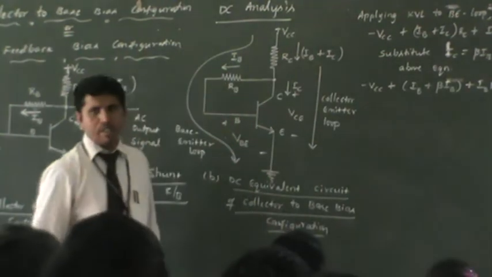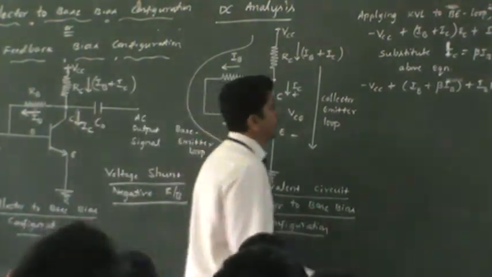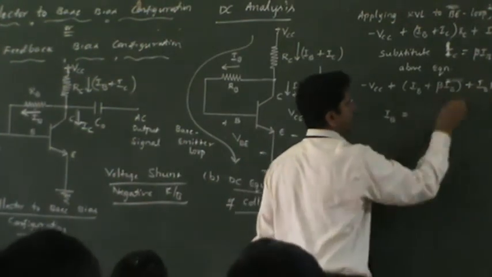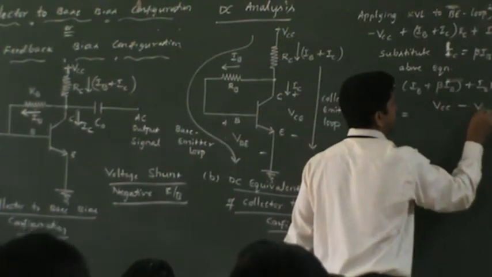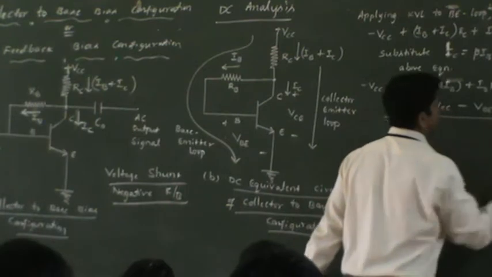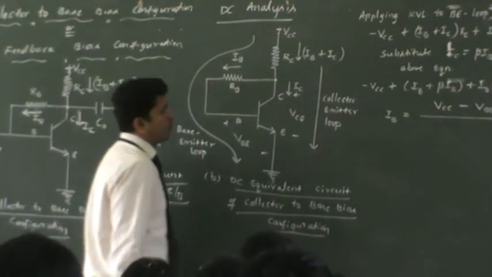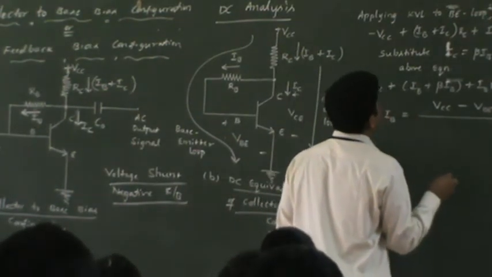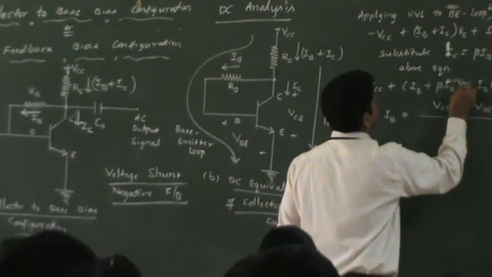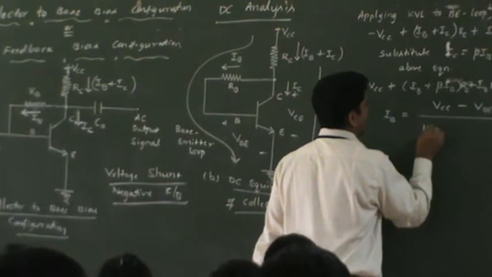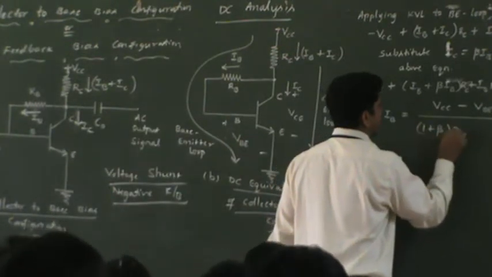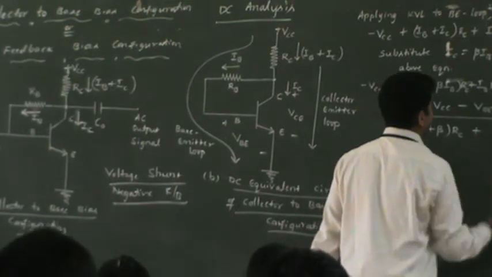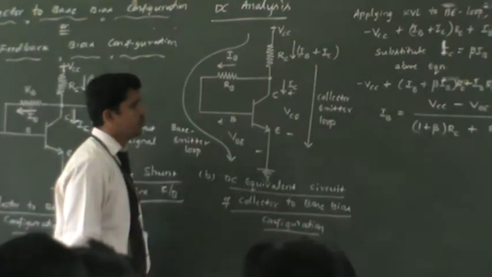Now we can take out IB as a common factor and find the expression for IB. If you take IB as a common factor and transfer the rest to the right hand side, VCC minus VBE is in the numerator, and the denominator is (1 plus beta) times RC plus RB. Have all understood this? We obtain this equation.